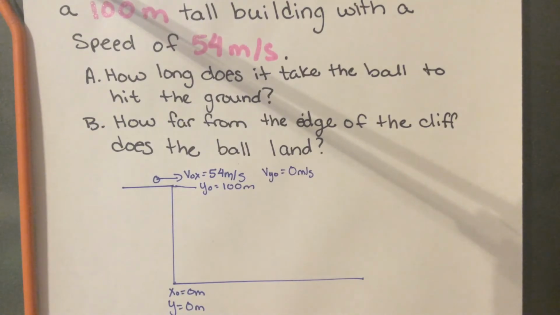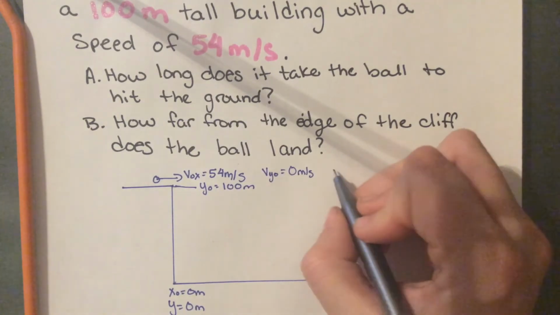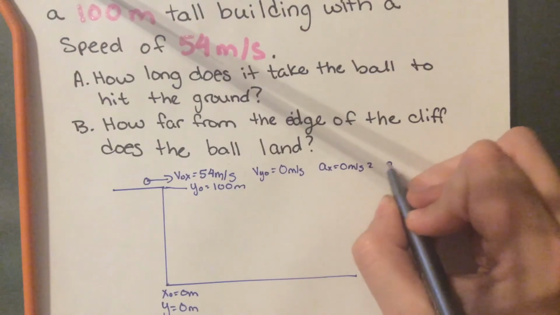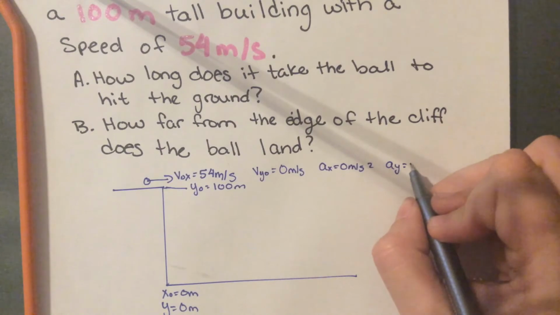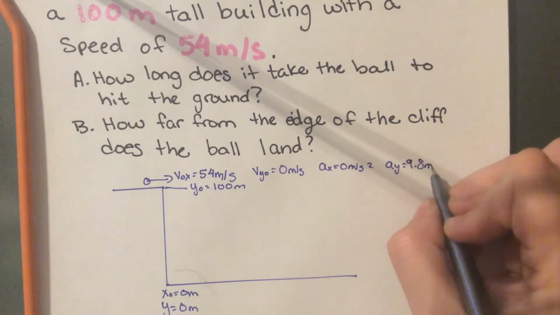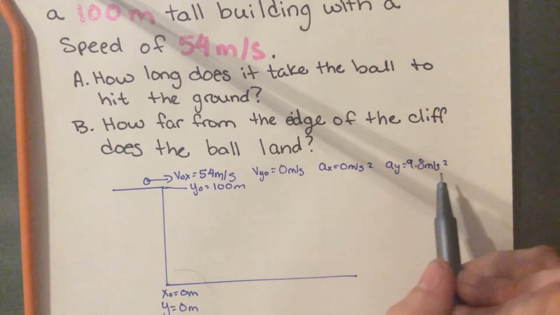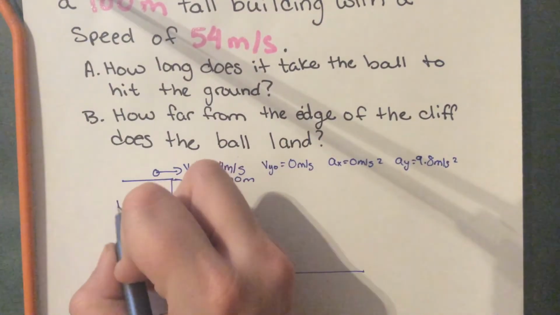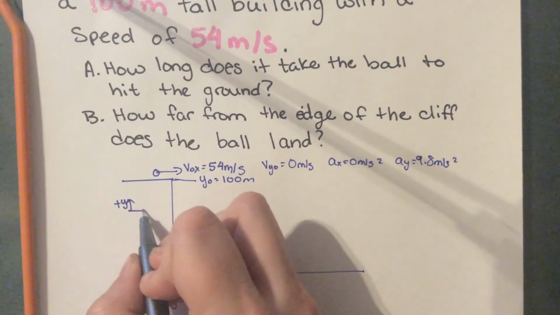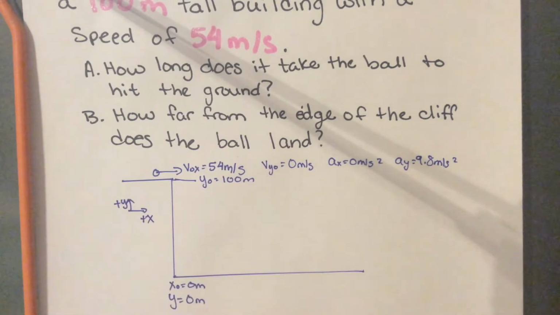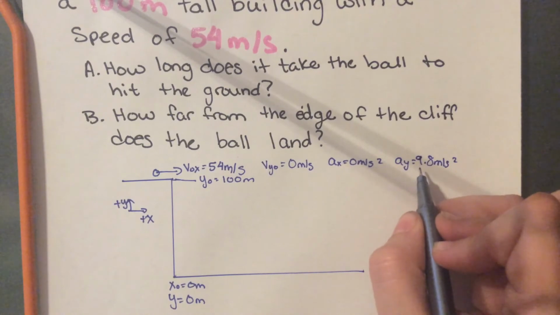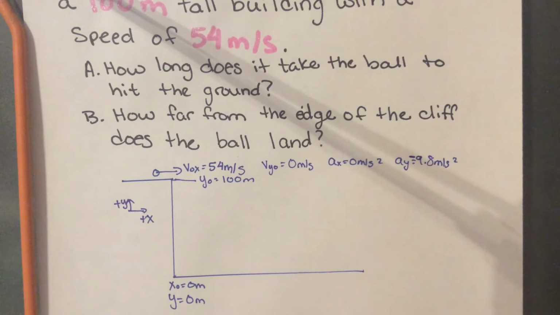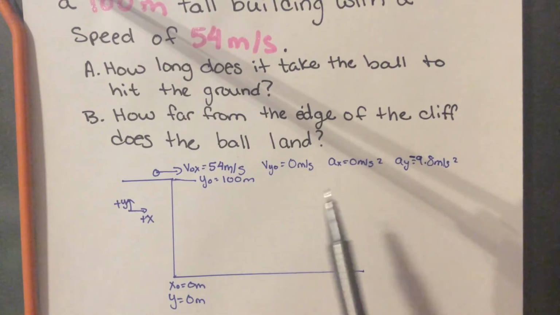We already know, because of what we know about projectile motion, that ax is going to be 0 meters per second squared and ay is going to be 9.8 meters per second squared. This is going to be down, and because of the way I set my conventions up, I went ahead and said that up is positive y and to the right is positive x. So that means that this 9.8 meters per second squared does need to be negative.